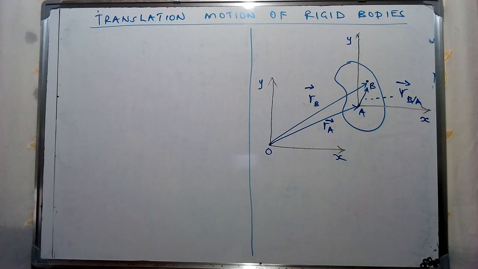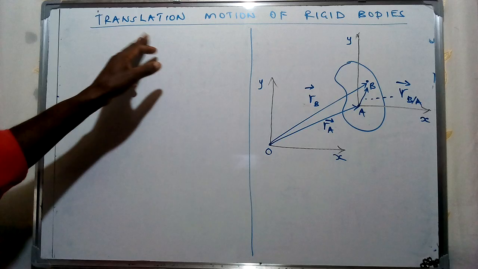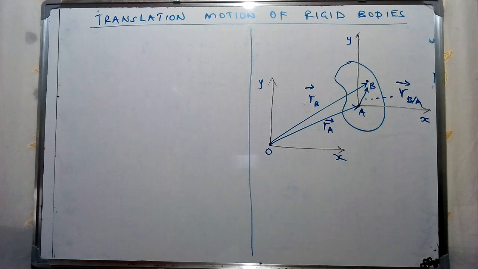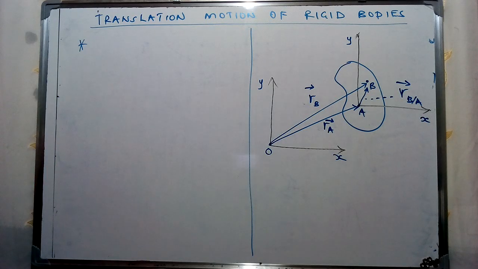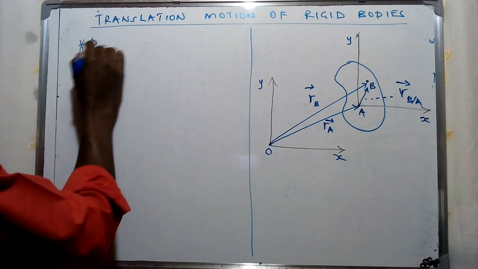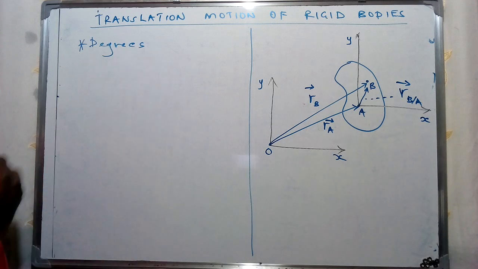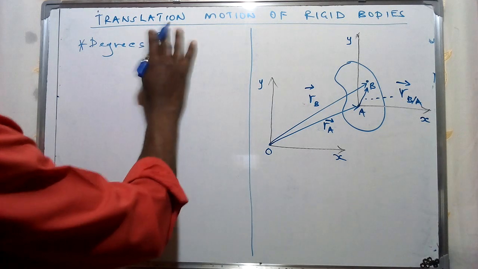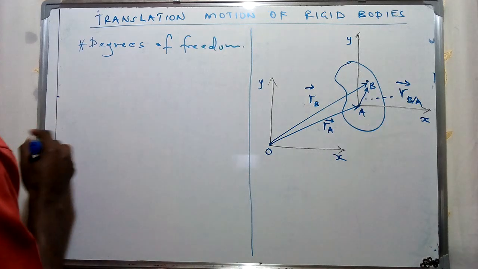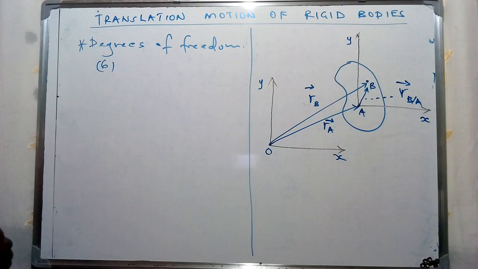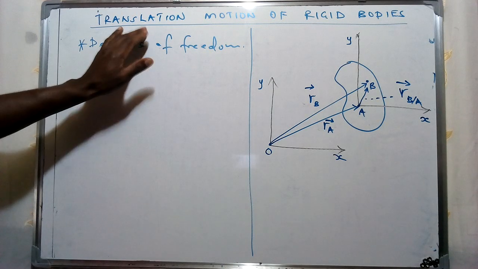So in our discussion today, I'm going to look at the translation motion of rigid bodies. This is going to be an extension of our previous discussion on the concept of degrees of freedom, whereby I said that for rigid bodies, there are 6 degrees of freedom, which constitute 3 for translation and 3 for rotation in that specific case.